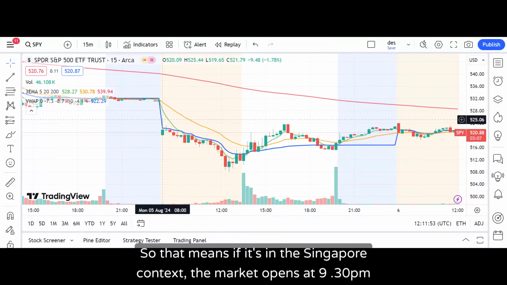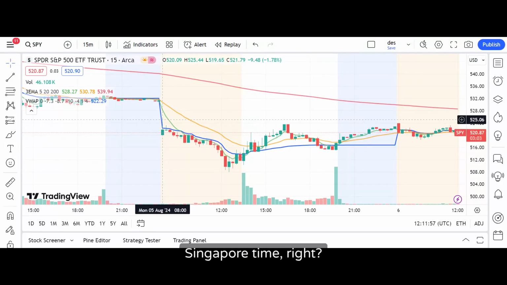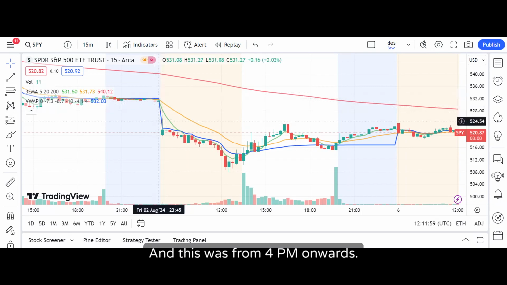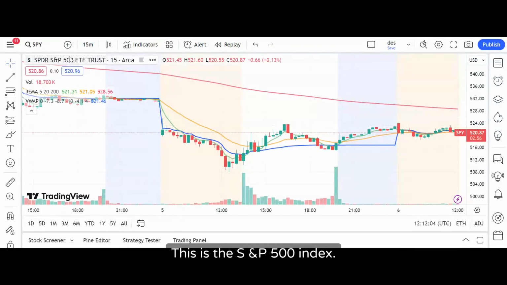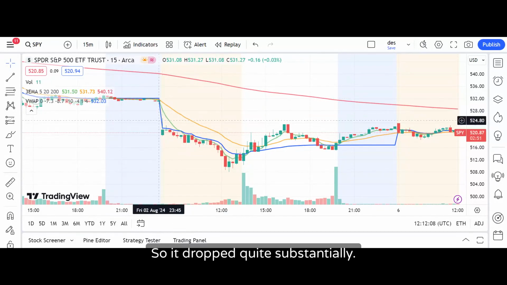That means if it's in the Singapore context, the market opens at 9:30 p.m. Singapore time, and this was from 4 p.m. onwards. You can see there was a very sharp drop of the SPY, the S&P 500 index. So it dropped quite substantially.